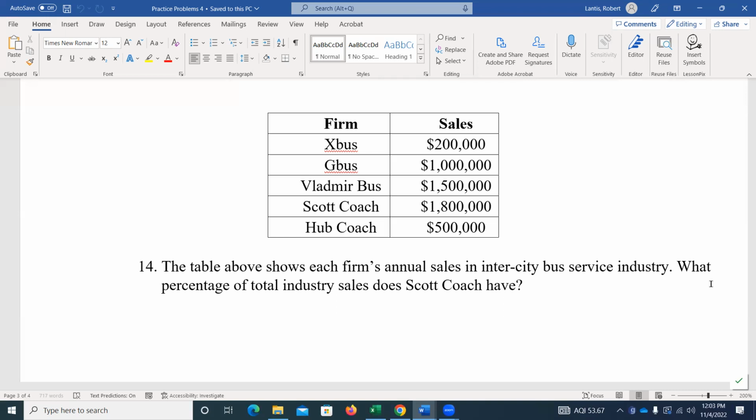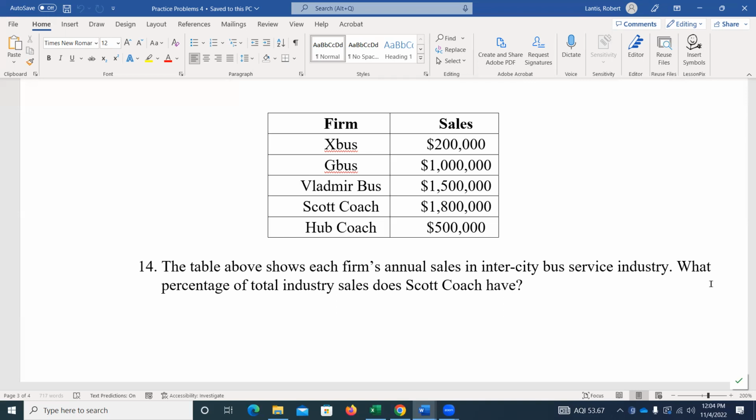So then it's a matter of turning these into market share. So for that first one, 200,000 divided by 5 million will be what? I believe it's a market share of 0.04. I'm doing this off the top of my head, so if I get these numbers wrong, let me know. If I then look at the next one, 1 million divided by 5 million would be 0.2.